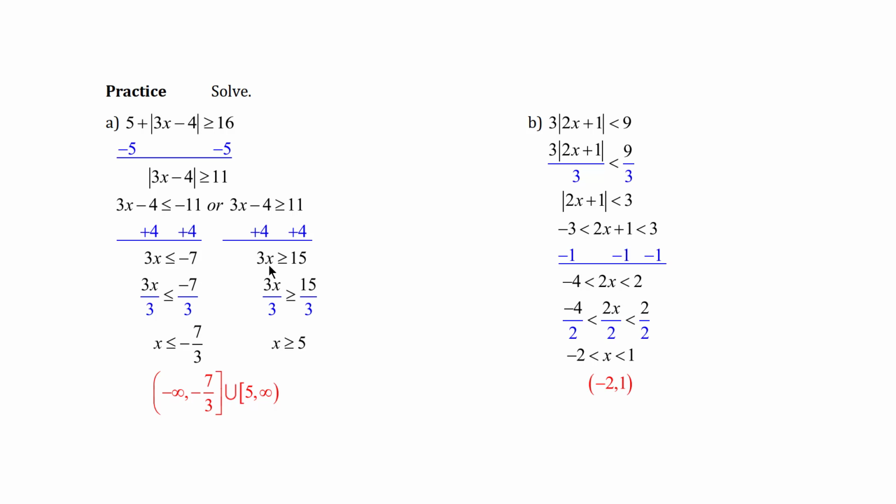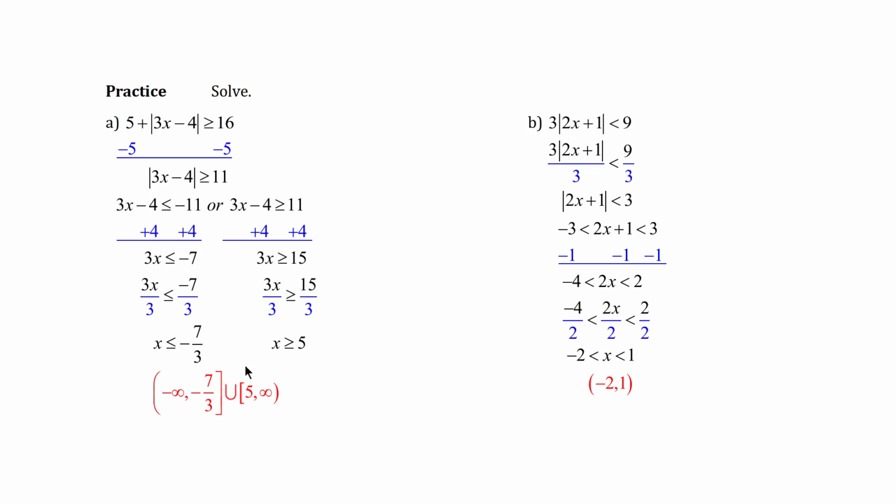Next, we get rid of the 3 in front of the x by dividing both sides by 3. We get 3x divided by 3 greater than or equal to 15 over 3. Simplifying the left-hand side, the 3's will cancel out and give us an x. On the right-hand side, 15 divided by 3 is 5. The result is x greater than or equal to 5.